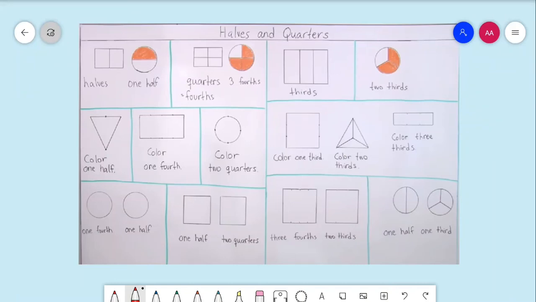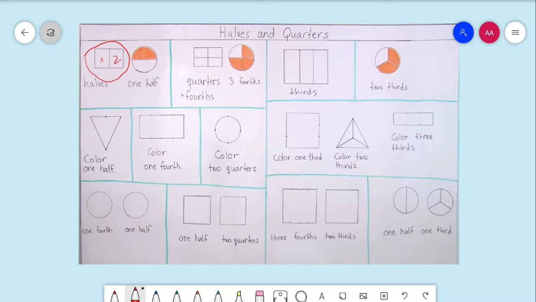In this video, we're going to learn halves and quarter fractions. So let's get started. This is a square which is divided into two halves. So this is one half and this is the second half.